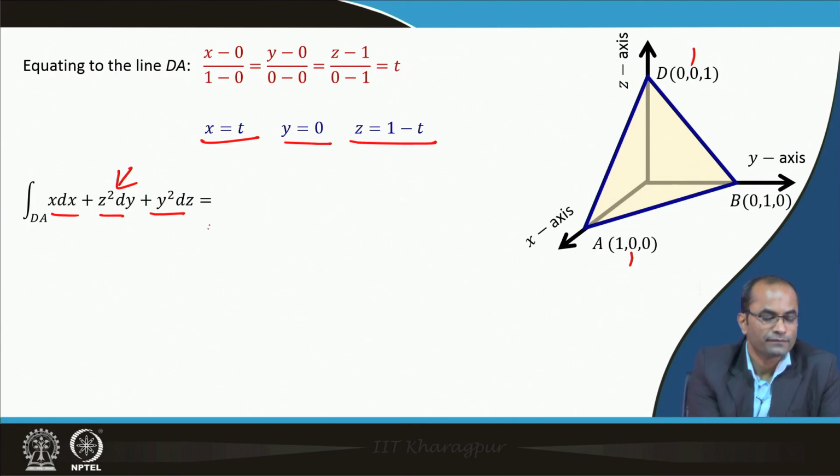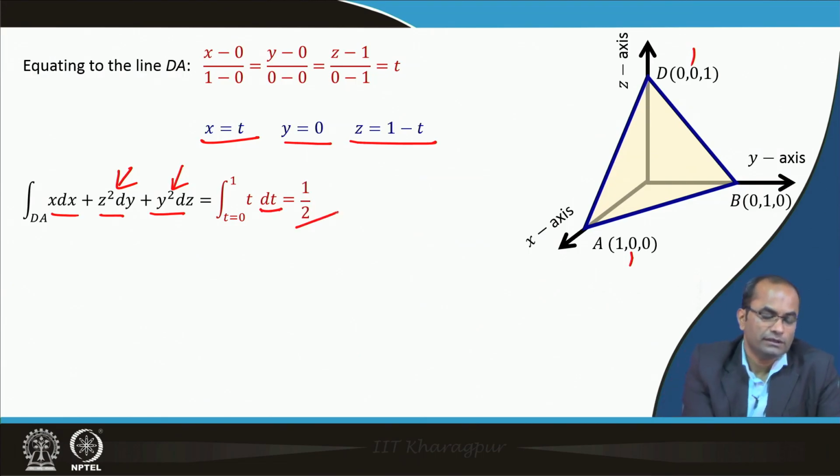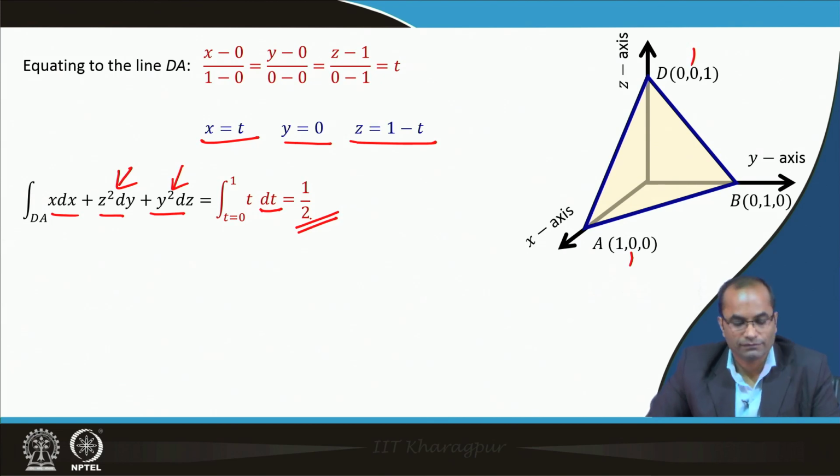So, this is gone because of dy, and this will also not contribute because of this y. So, we have again x dx. So, x is t and then dx will also be dt. So, if we integrate this, we will get the value half.